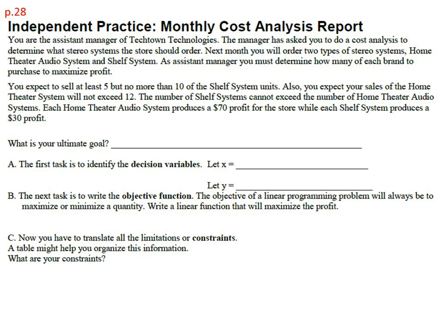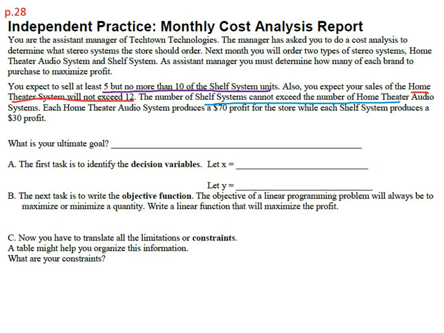So if you expect to sell at least 5, but no more than 10 of the shelf system units, I'm going to underline that in one color. So we're talking about the shelf system units there. We want to sell at least 5, but no more than 10 is what we expect. You also expect that your home theater system will not exceed 12. So we won't go over 12 with that. Now the number of shelf systems cannot exceed the number of home theater audio systems.